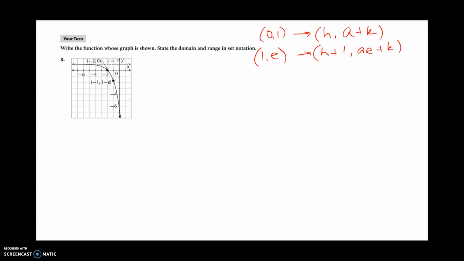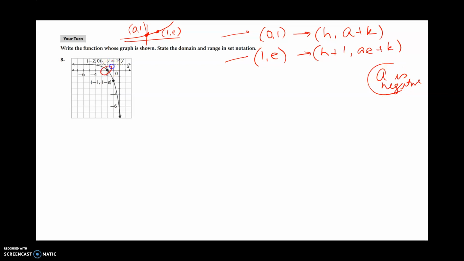Okay, again, folks, your biggest job is to identify which of these points given on the graph correspond to our reference points. Remember, our reference points look like this: these two spots, (0, 1) and (1, e). All right, this is reflected, so we're going to expect that a is negative. So let's hope that's what we find out.